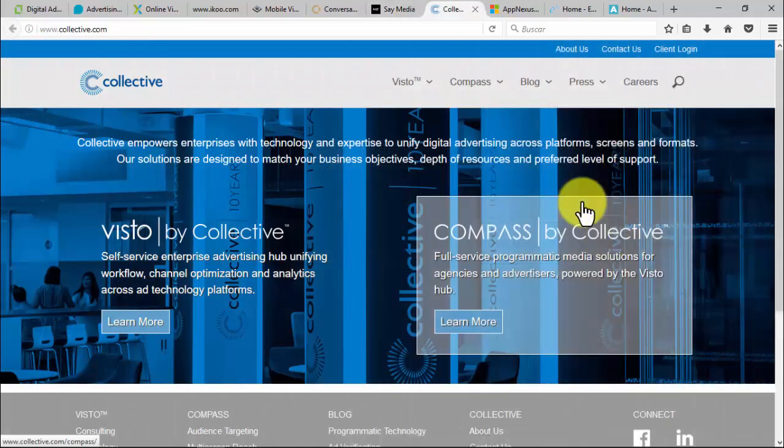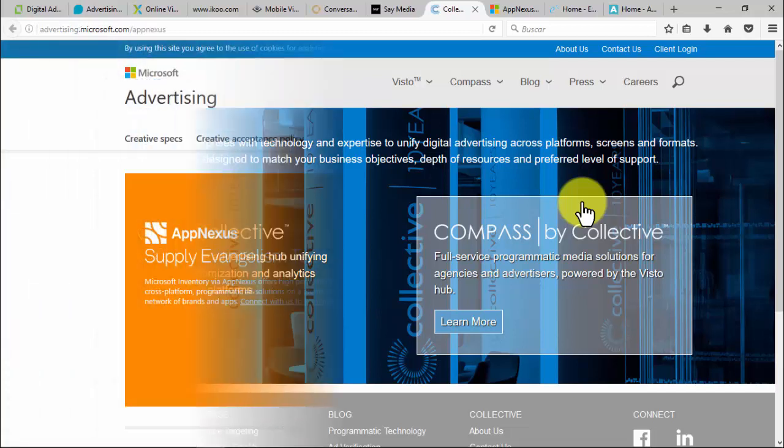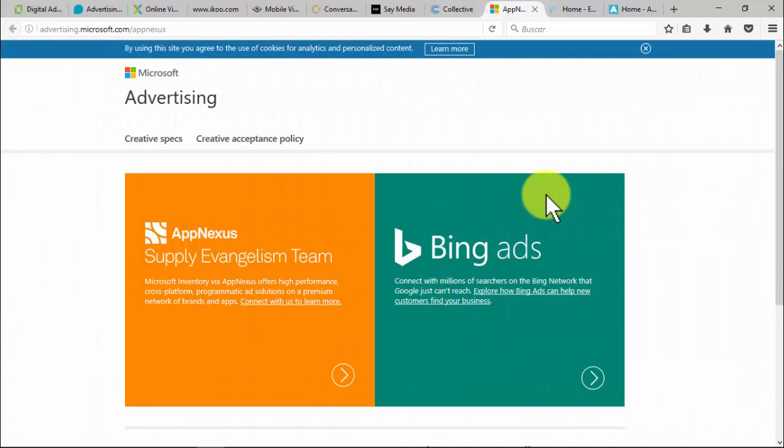Collective. This video ad network empowers a variety of enterprises with expertise and technology that unify digital marketing across different systems, formats, and screens. It also has relevant solutions to your goals. Microsoft Advertising. Microsoft Advertising is one of the top video ad network choices of marketers and entrepreneurs. It is considered a great tool to achieve more business operations and a higher return on investment.